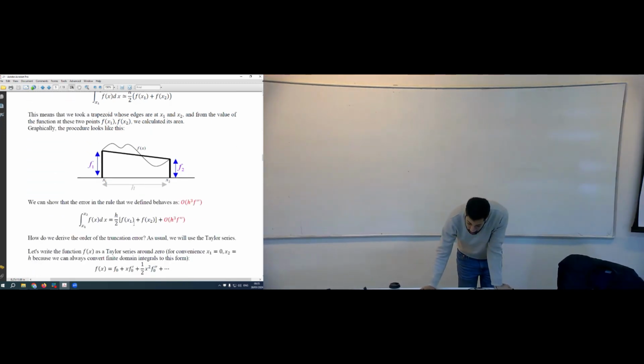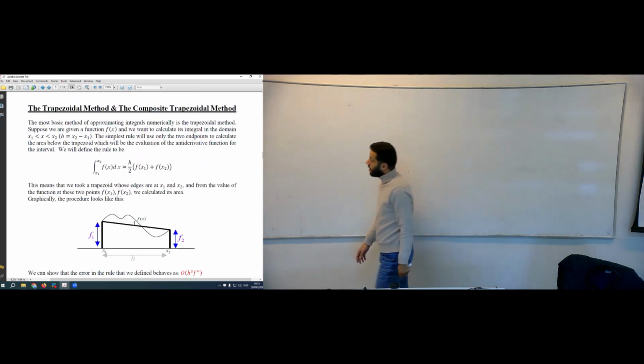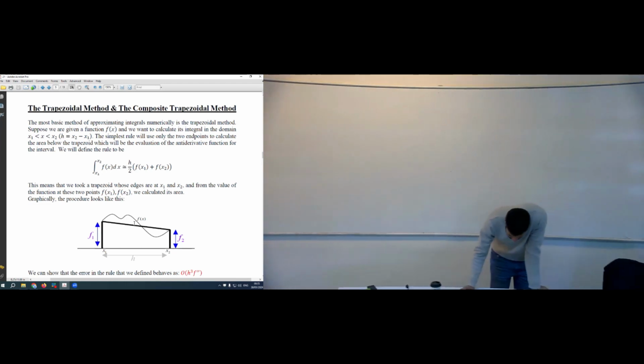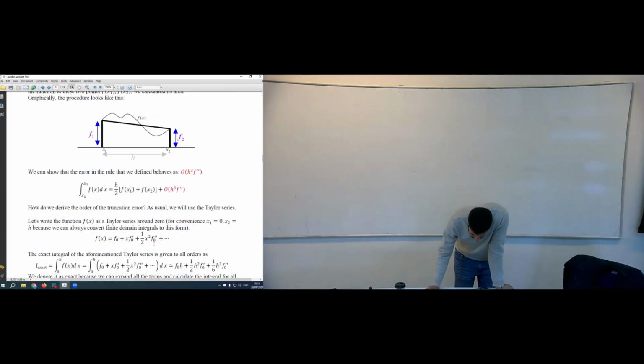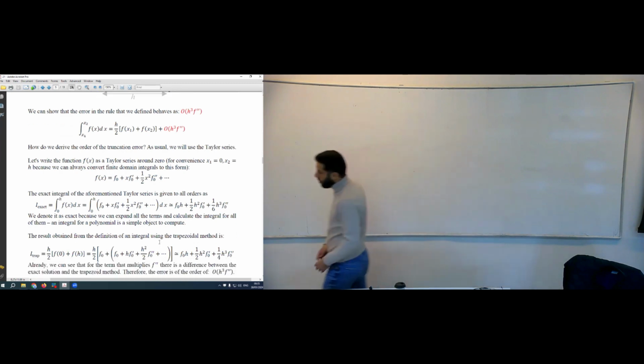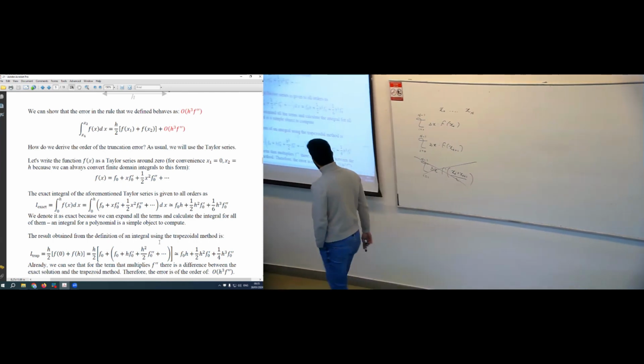And the question is now about the error. So how can we know what the error is? Again, we expand by Taylor series. And of course, here again, there is something wrong with what's written, but it can be corrected.